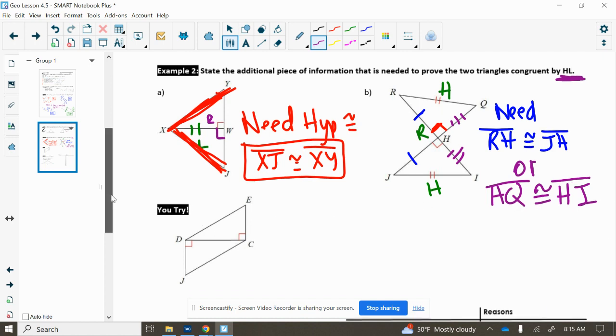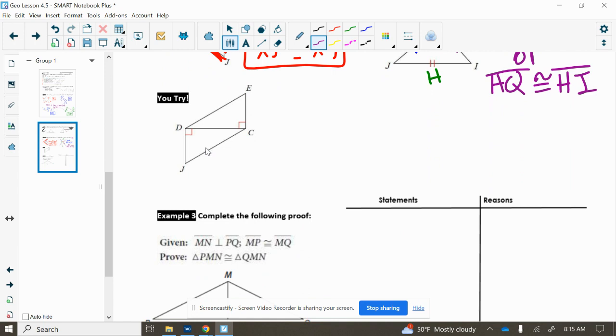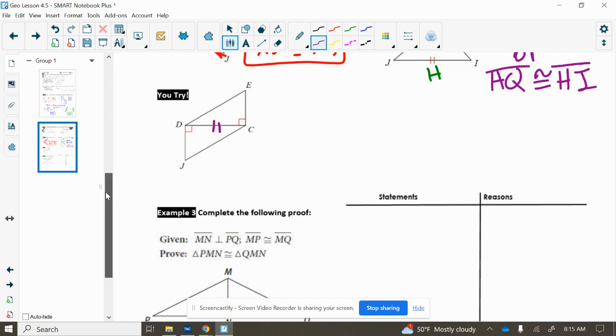All right, on this last one, it is you try example. All right, you know the reflexive side, you are given that. What else would need to be congruent in order for these to be congruent by hypotenuse leg?